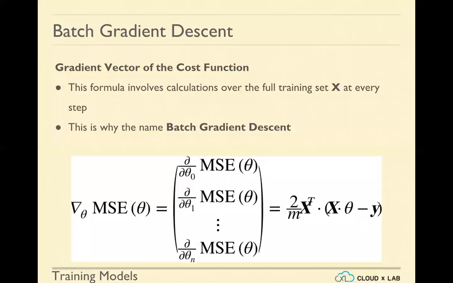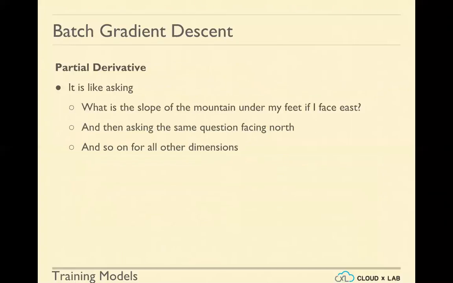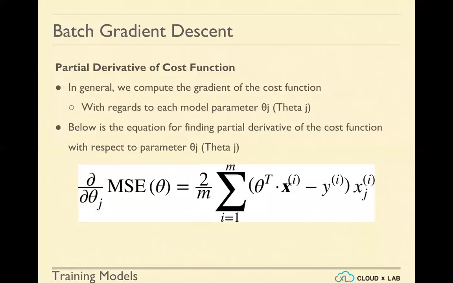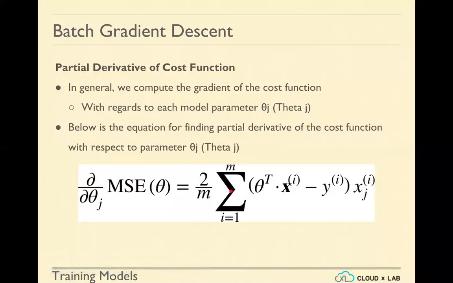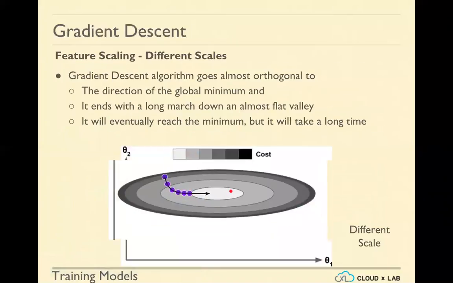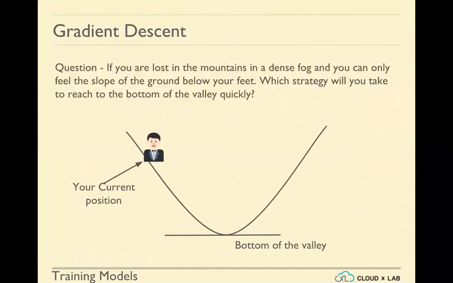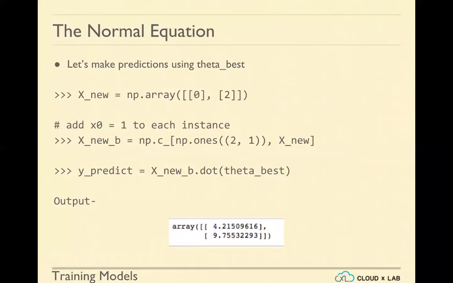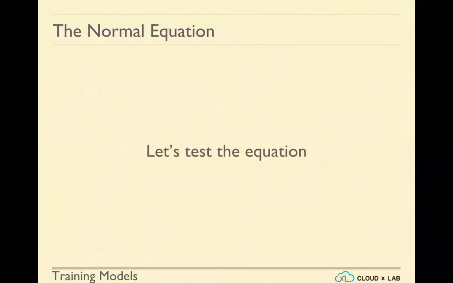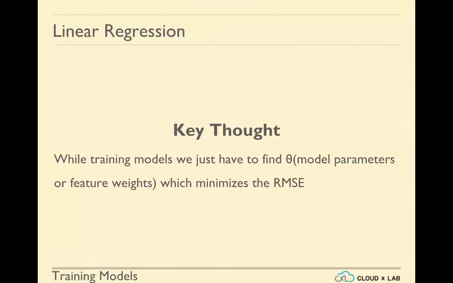A question from Gopi is, what is 2 by m? Here, this was the mean square error, the mean, right? So we were dividing it by m. Let me go back a bit. Where was this equation? Okay, don't wait, I'll just show you.